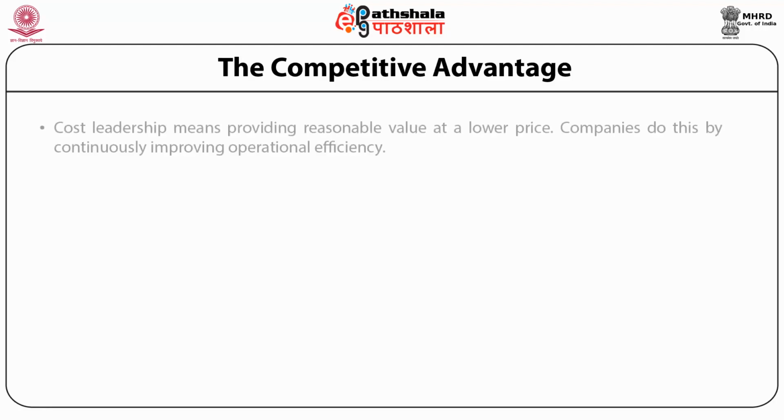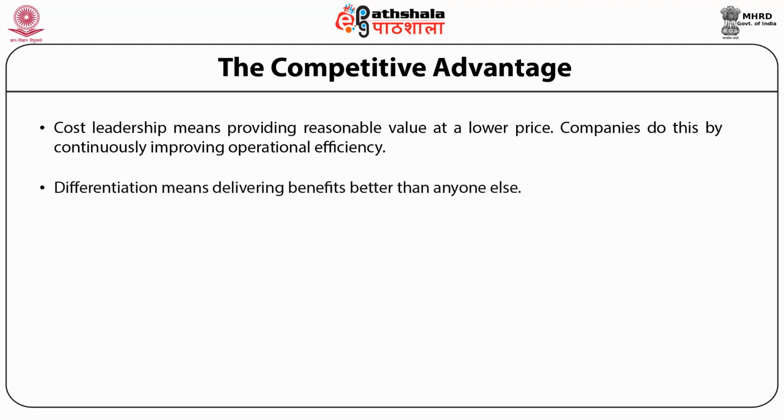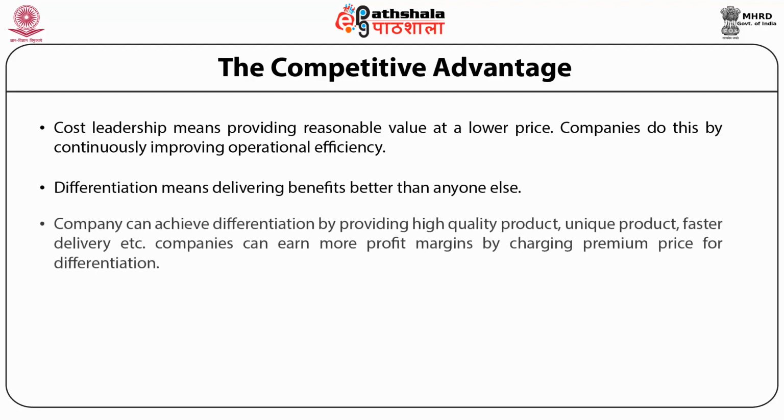Let us discuss the three factors. First is cost leadership. Cost leadership means providing reasonable value at a lower price. Companies can do so by continuously improving the operational efficiency. Differentiation means delivering benefits better than anyone else. Companies can achieve differentiation by providing high quality product, unique product, faster delivery, or any other component. Companies can earn more profit margins by charging a premium price for this differentiation.